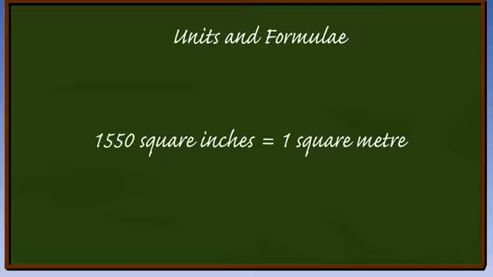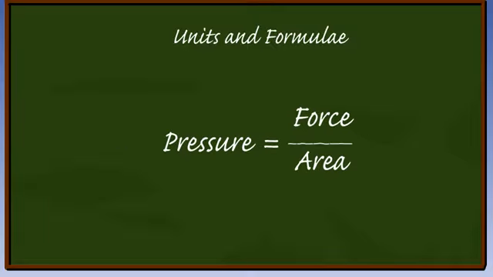Area can be measured in square inches or square metres. There are 1,550 square inches in a square metre. Pressure is force per unit area. It can be measured in pounds per square inch or newtons per square metre.